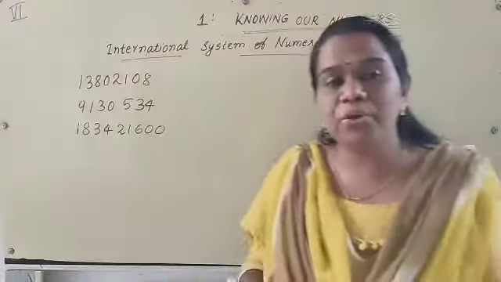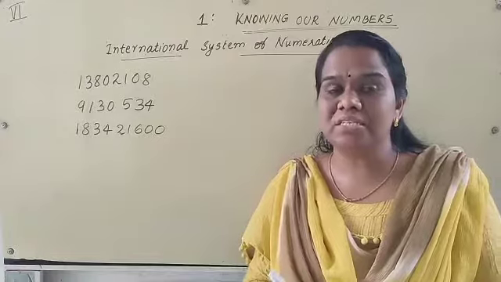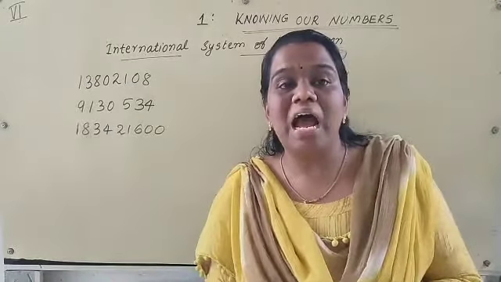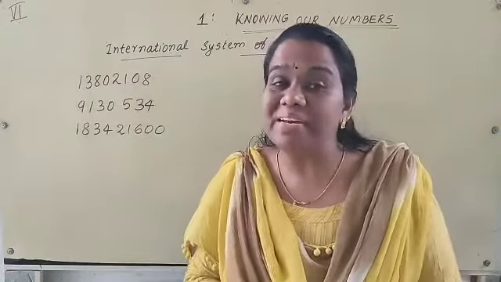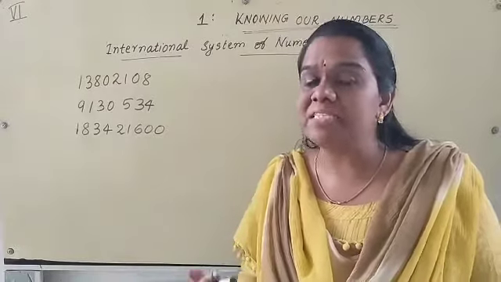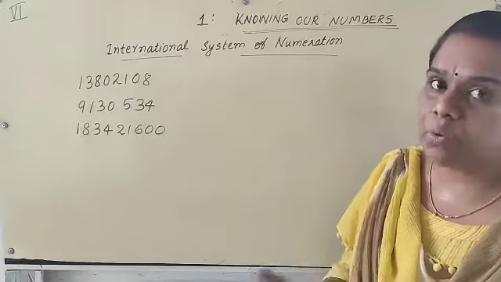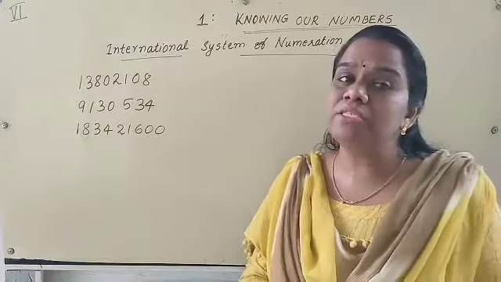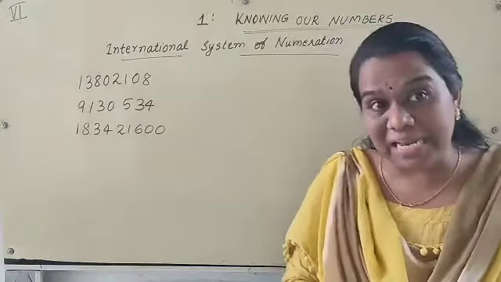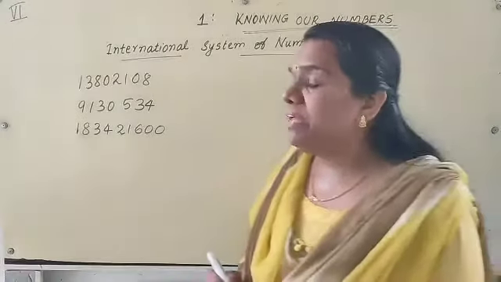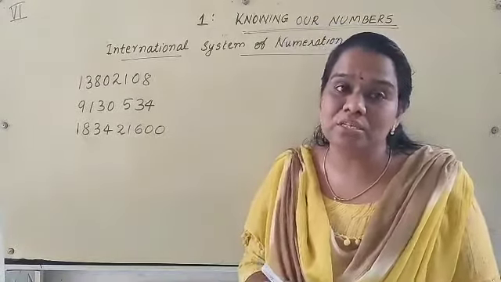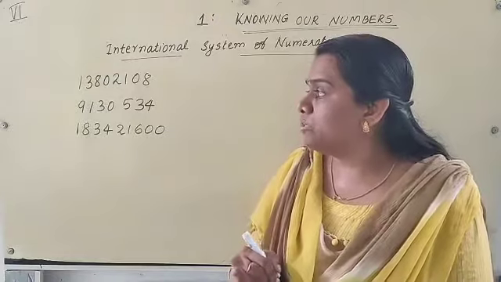International system of numeration. In the international system of numeration, we don't have lakhs and crores. In our Indian system, we have lakhs and crores, but in the international system there are no lakhs and crores. Instead of that, millions and billions are there. So when we write a number in the international system of numeration also, we should assign commas.